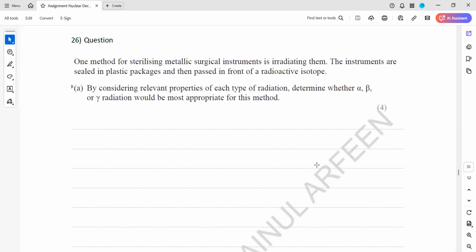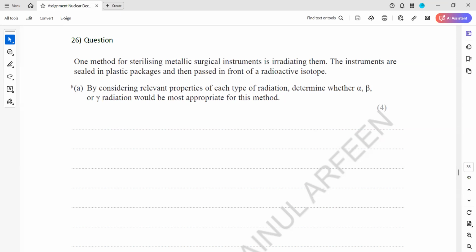In this question, one method for sterilizing a metallic surgical instrument is irradiating them. The instruments are sealed in plastic packages and then passed in front of the radioactive isotope. By considering the relevant properties of each type of radiation, determine whether alpha, beta, or gamma radiation would be the most appropriate for this method.